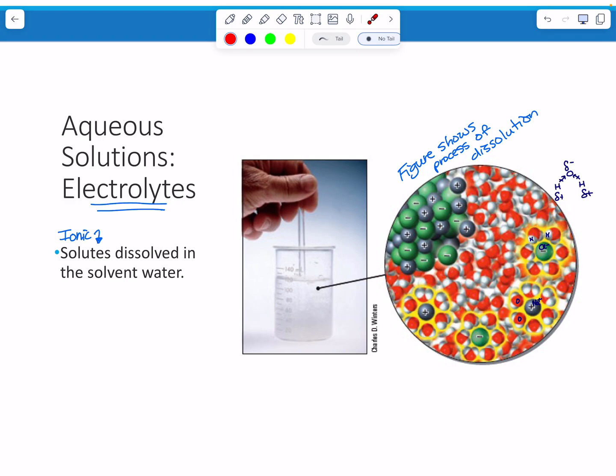So let's talk now for a second about why we call them electrolytes. We call them electrolytes because when they are dissolved in water, they can help conduct electricity. They conduct electricity when dissolved in water. So, can anybody here tell me what electricity is?